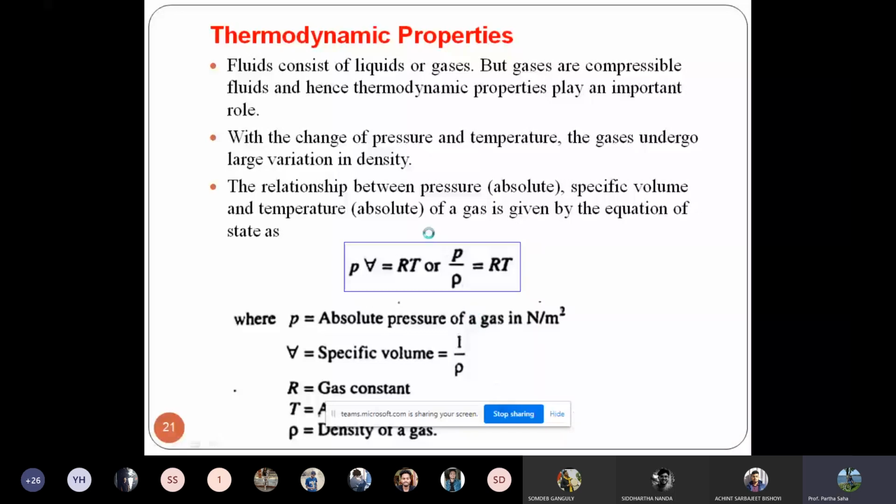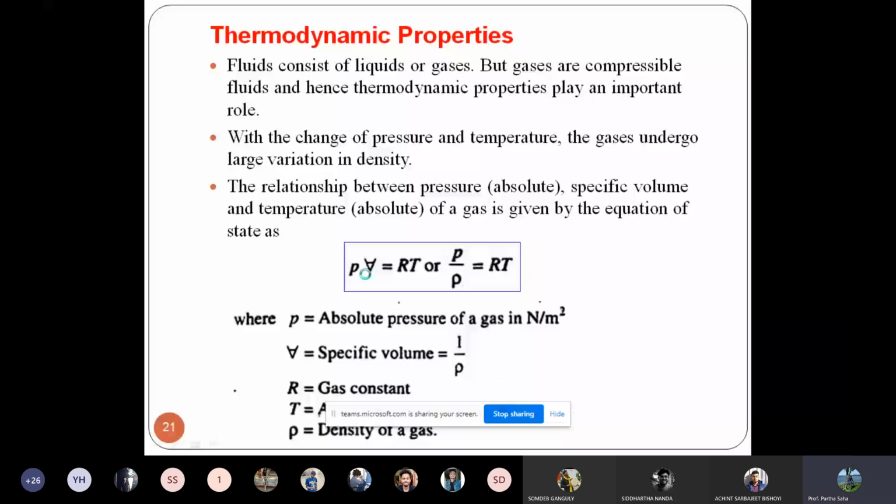Here P is the absolute pressure, and V is the specific volume, which is given by 1 over rho, and R is the gas constant. T is the absolute temperature, and rho is the density of the gas. So this symbol is the specific volume, which is given by 1 over rho.